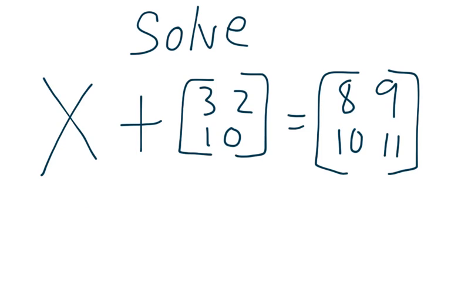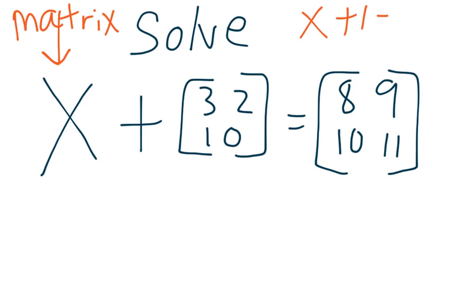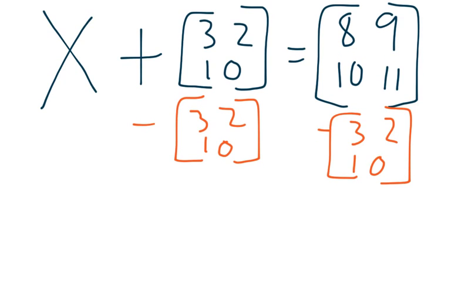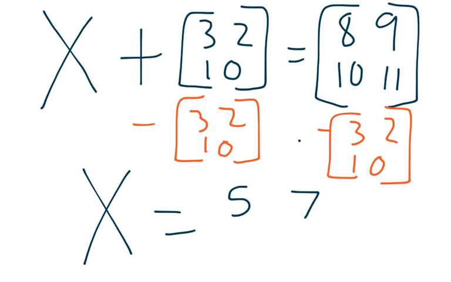Last thing, here's an equation, but your x is not a number. Your x here stands for a matrix. So what matrix plus this matrix equals that matrix? Well, I want to solve it. How do you solve x plus 1 equals 3? Why, you subtract 1, silly. So over here it's the exact same thing. How do you solve this matrix? Subtract this 3, 2, 1, 0 matrix, this 2 by 2, from both sides. Again, they're both 2 by 2s, 2 rows, 2 columns. I can do that. So what you get for your answer, this x matrix, is going to be 8 minus 3, 5, 9 minus 2, 7, 10 minus 1, 9, 11 minus 0, 11. This is the answer to your matrix equation.